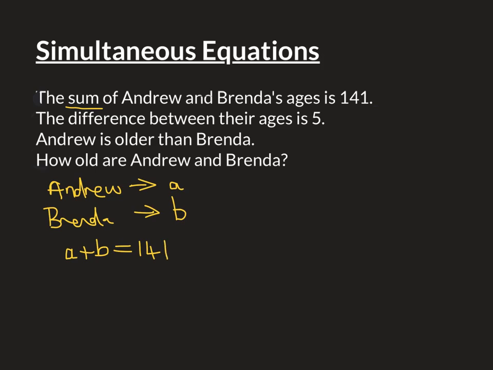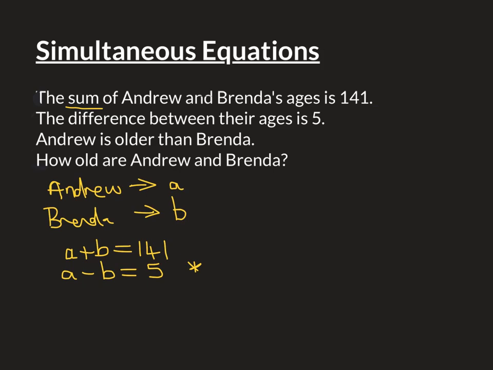The difference between their ages is 5. So how would you write that algebraically? Okay, A minus B, that's difference, equals 5, the difference between the two. And we know Andrew is older than Brenda. That information we can use at a later date. But that basically is included in this sentence here. So now we've got two simultaneous equations. Let's have a look at them, and so we can just solve them using the skills we've been learning.